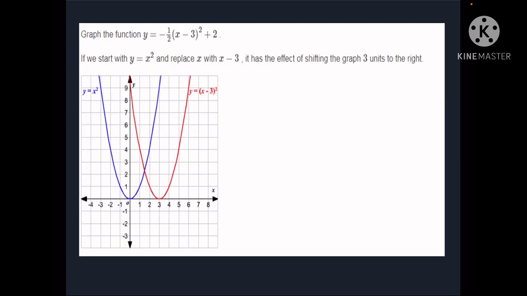Here we have another drill, graphing this function, which is negative half multiplied by x minus 3 to the power of 2 plus 2. If we start with y equals x to the power of 2 and replace x with x minus 3, then it will have the effect of shifting the graph 3 units to the right.